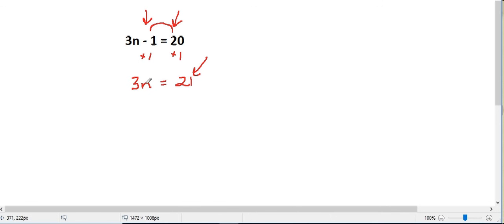It's still going to give us the right answer. Now what's the inverse, the opposite operation for the timesing? Divide by 3. Divide by 3. 3 divided by 3 is 1. N is 21 divided by 3 is 7. You don't really have to show a 1 in front of an n. That just means n. So n is 7. And we'd put it back into the problem. 3 times 7 minus 1 is 20. And that's true.